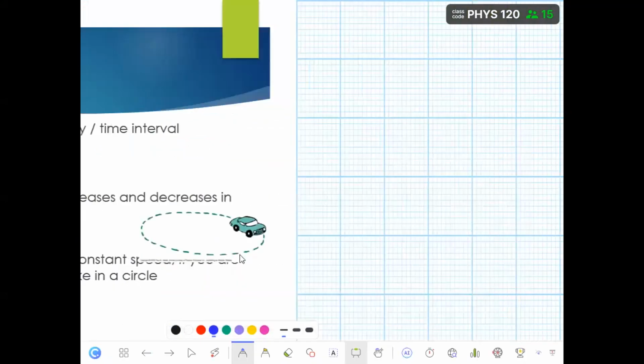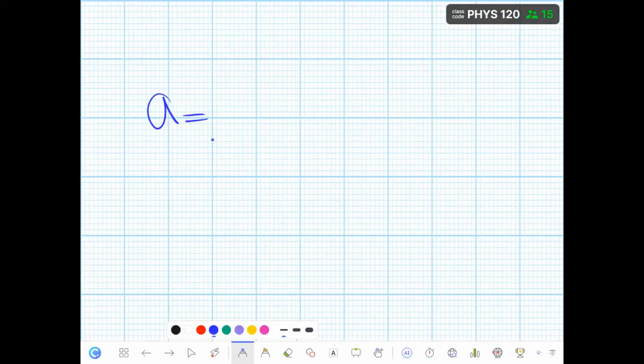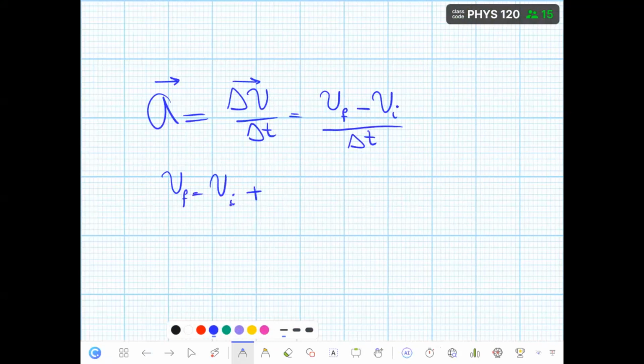Let me just open a new page. So again, acceleration is a vector and its formula is delta V over delta T. Again, I put the vector sign on the top, so we can write this formula: V final minus V initial over delta T. Or I can rewrite this equation and write V final equals V initial plus A times delta T. These are the two formulas, but the original formula is this one: acceleration is delta V over delta T. When I rewrite it, I get V final equals V initial plus A times delta T.